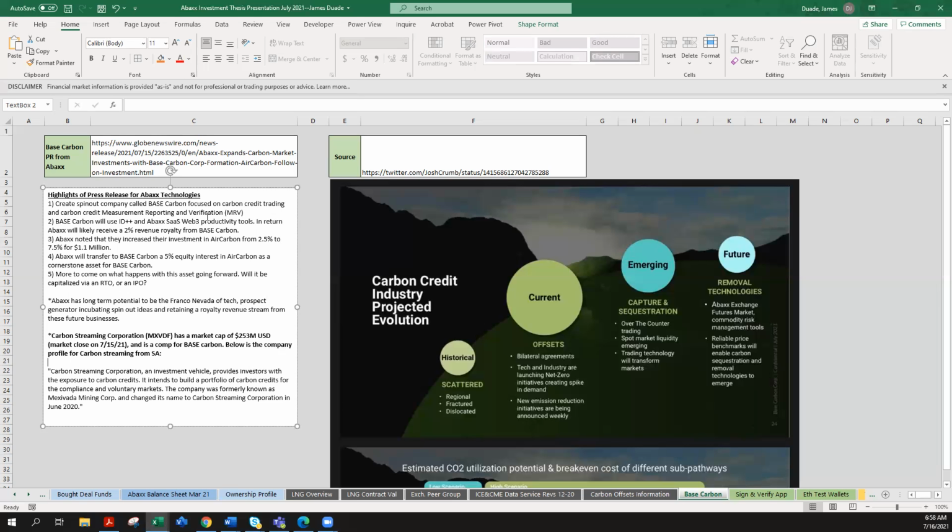One thing that I think is of significant note here is the potential for Base. A good comp for Base would be Carbon Streaming Corporation, which as of yesterday had a market cap of 253 million USD. Based on the description of their business, which they started in June of 2020, it sounds similar to Abaxx, and maybe Abaxx would have an easier time addressing this market than Carbon Streaming Corporation. I haven't really done any DD on Carbon Streaming Corporation just yet. So if anybody has looked into that and has some thoughts on how Base would compare, please post those in the comments. I'm just including this because it was a significant disclosure that occurred yesterday.